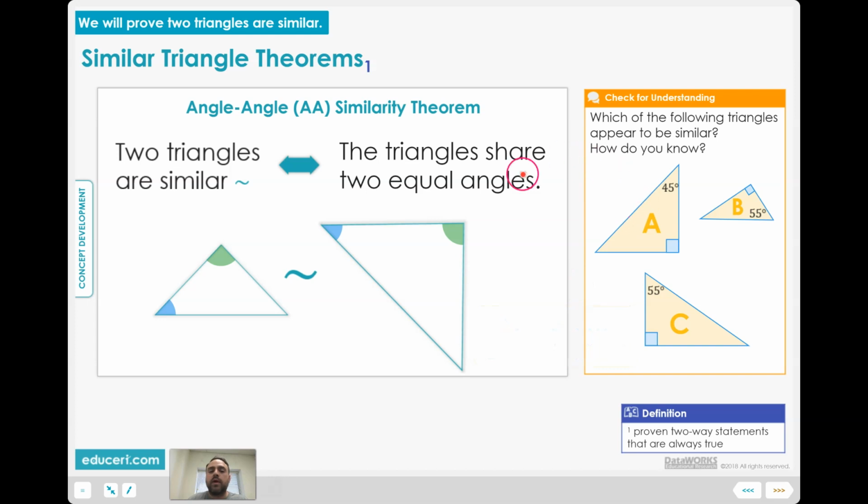Let's answer this question. So we know that triangles B and C are similar triangles because these two triangles share two equal angles, and those two equal angles are a 90 and a 90 degree, 55 and a 55 degrees. All right, and triangle A only shared the 90, but the other two it did not. But we need to make sure that for angle-angle, that's why it's two angles, you need to have two equal angles. Let's check our answer with the animation.